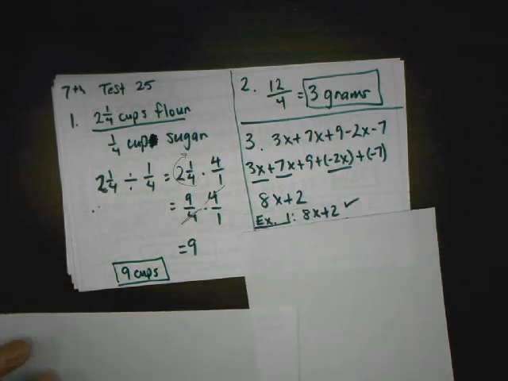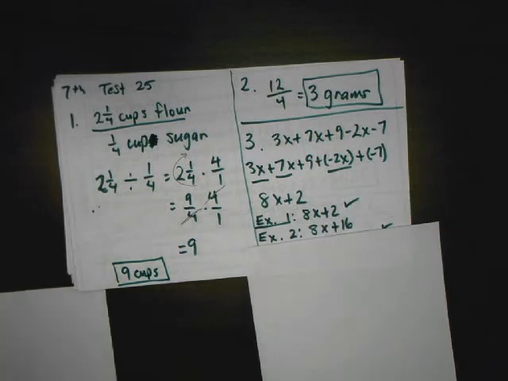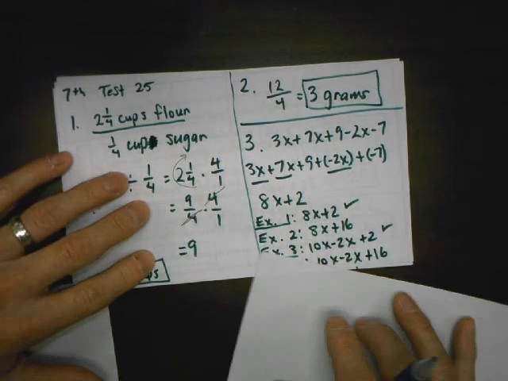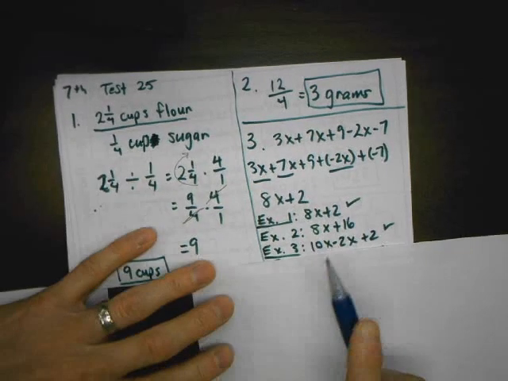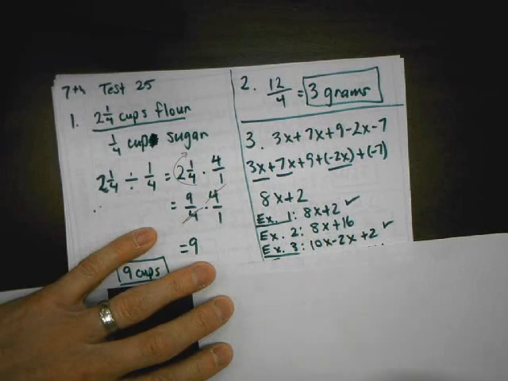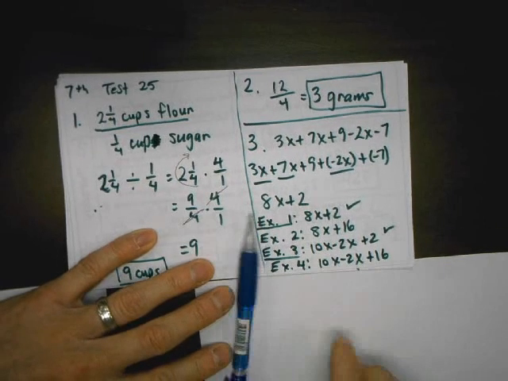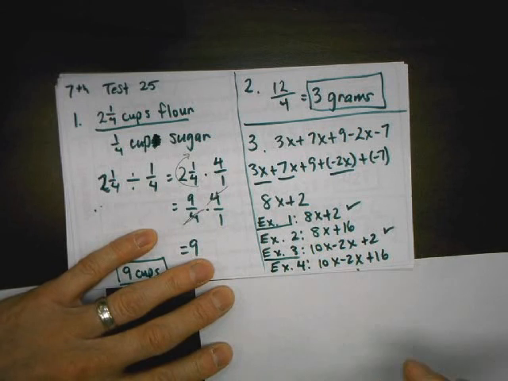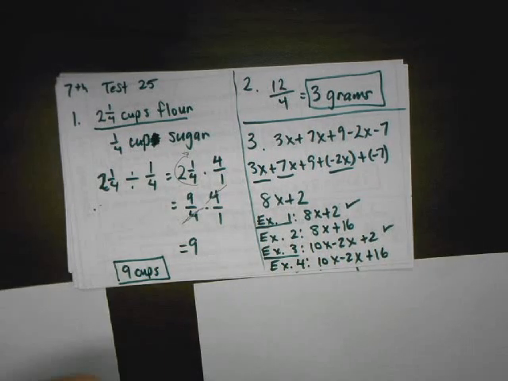It is not expression 2. For expression 3, I have to simplify that first. So I go 10x, take away 2 x's is 8x plus 2. That's the same. And expression 3 would be 8x plus 16. That's not the same. So my answer is expressions 1 and 3 are equivalent.